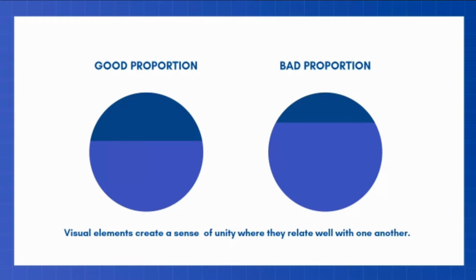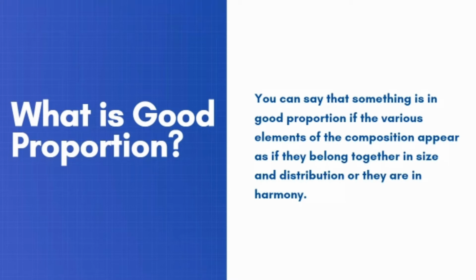The image shown here is an example of good proportion and bad proportion. When we say good proportion, the visual elements create a sense of unity where they relate well with one another. When we say bad proportion, the division is unequal and creates a lack of harmony. When it is equal, the division creates a monotony. What is good proportion? You can say that something is in good proportion if the various elements of the composition appear as if they belong together in size and distribution, or they are in harmony.